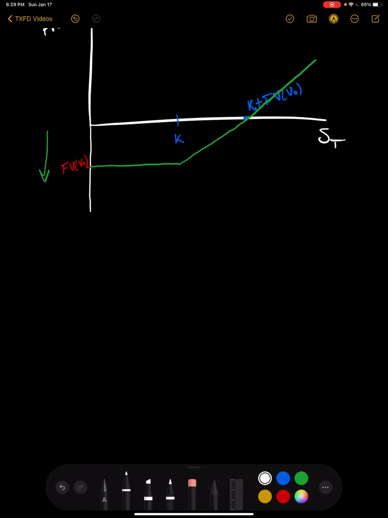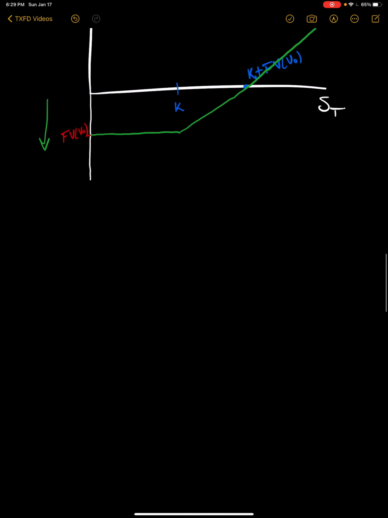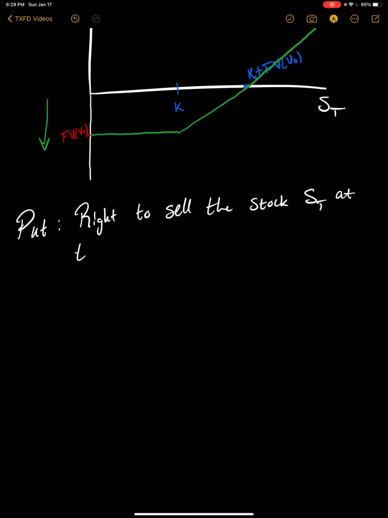So then the other kind of option that's going to be typically discussed in Texas financial derivatives and in this series of videos is a put option. And that gives the buyer the right to sell the stock ST at the strike at expiry.